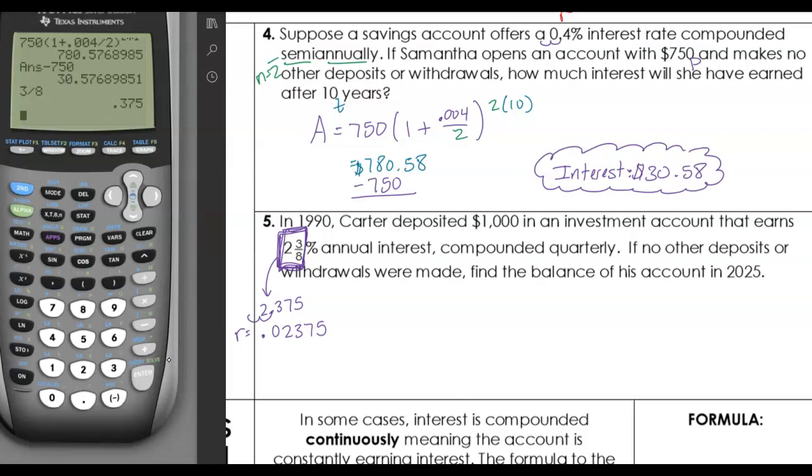Also, the time for this problem, we start in 1990, and we're going to 2025. So our time is just the amount of years between those 2 years, 35.